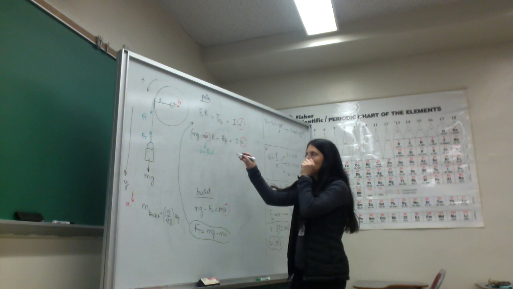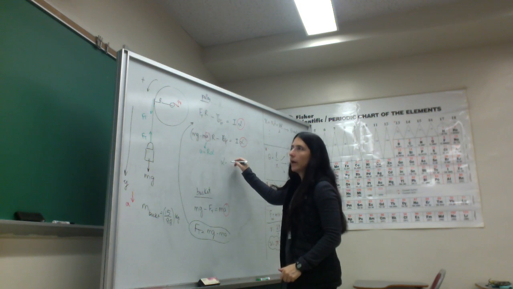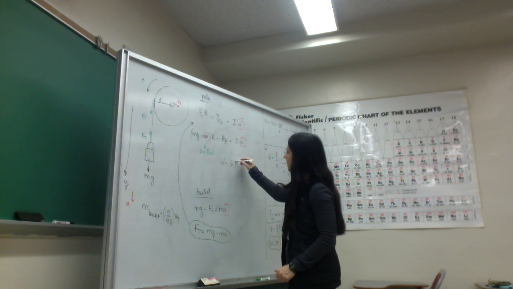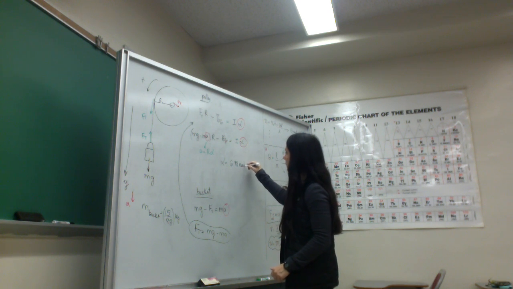Okay, so anyone gets that number for alpha, 6.98 radians per second squared.